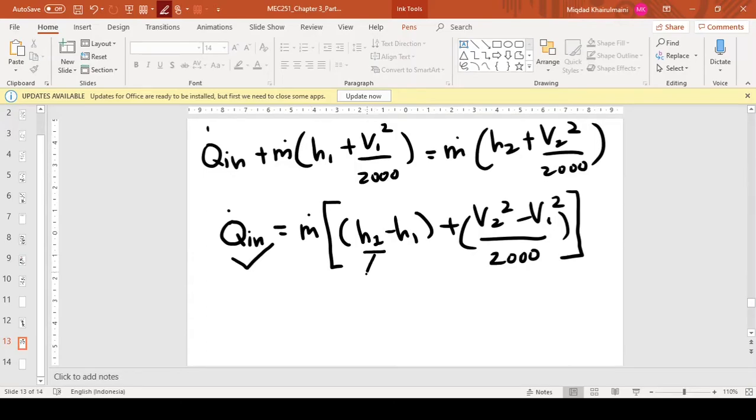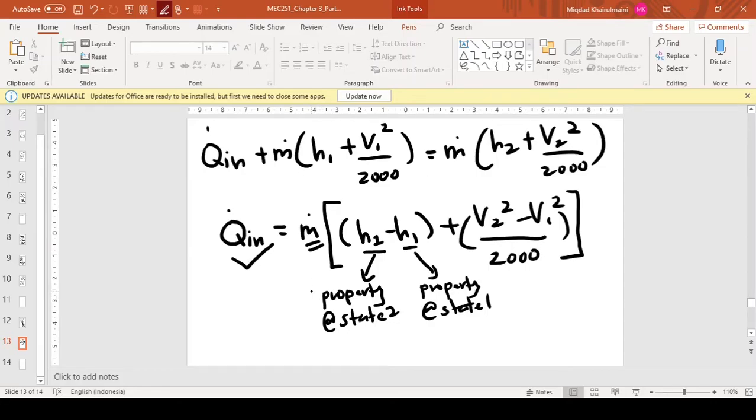For H2, we know that it's a property at state 2, so we can find it later. And then we have H1, this is also a property at state 1. Okay, we have velocity at state 2. And if we have solved for the first item, we have calculated the velocity at state 1. So all of the values required, we have either found or calculated. So there's only one unknown here. So we can use this equation to solve for mass flow rate.